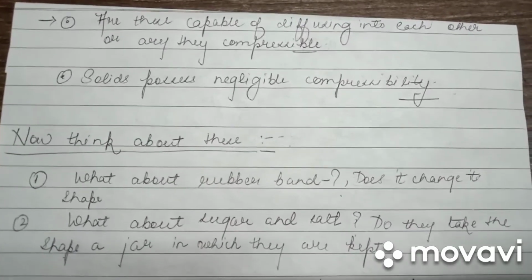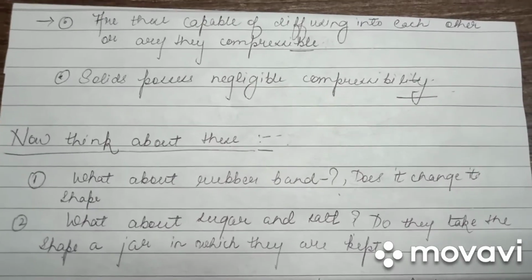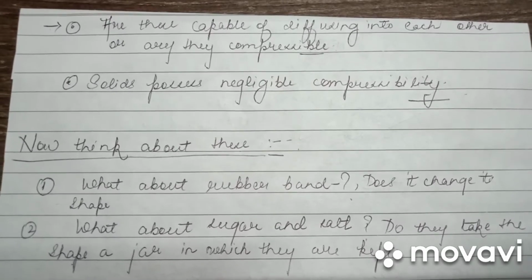What about sugar and salt? Do they take the shape of the jar in which they are kept? Well, of course not. They possess the same crystalline structure when kept in a jar or even on a plate.